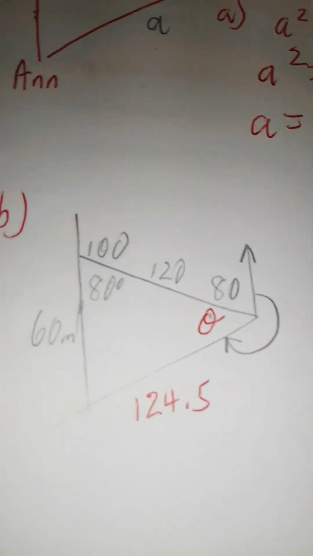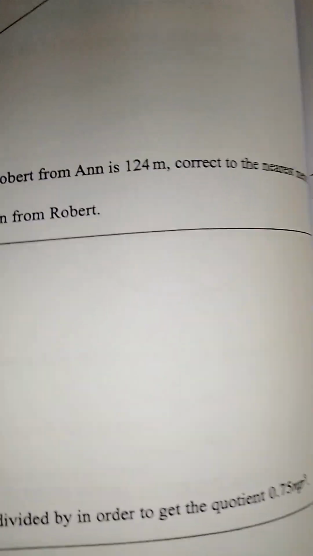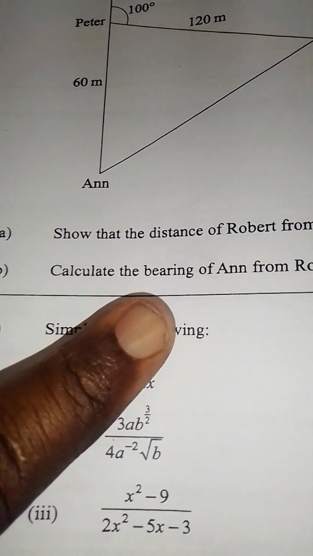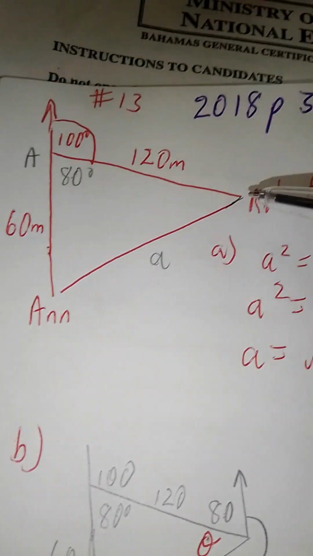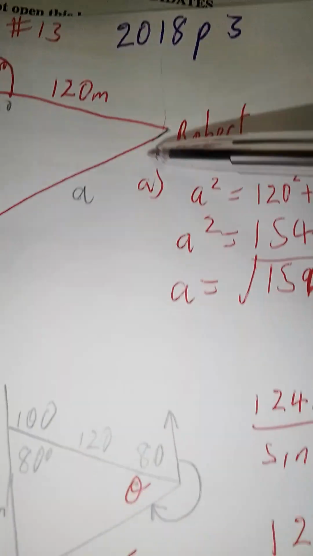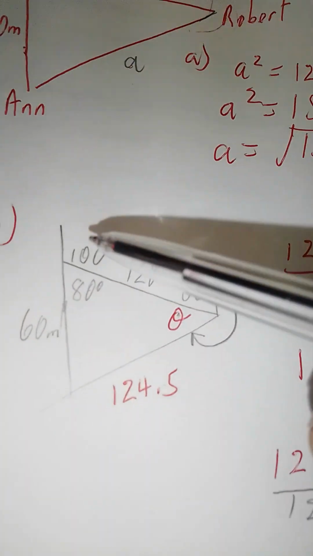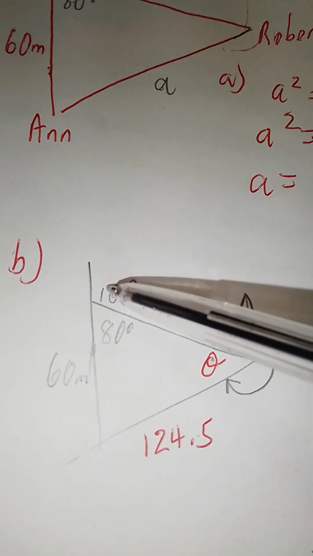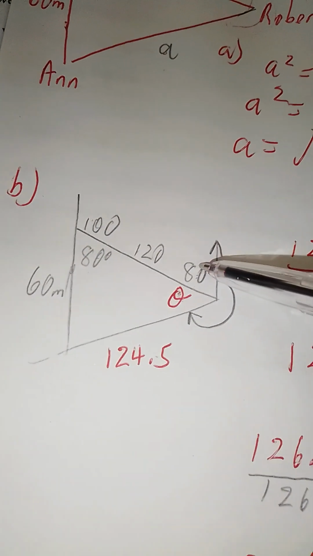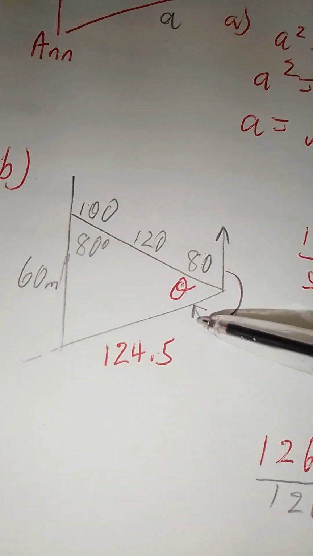Part B says to find the bearing. It says here, part B, calculate the bearing of Anne from Robert. Anne from Robert. So at Robert, I have put up a north line, right? I've got to find out what this angle is here. Now to find out what this angle is, I know if this is 100, this must be 80. I've got to find this angle here.